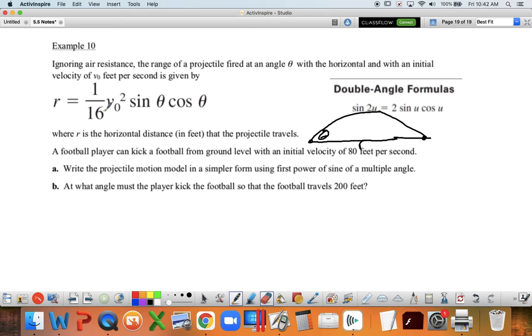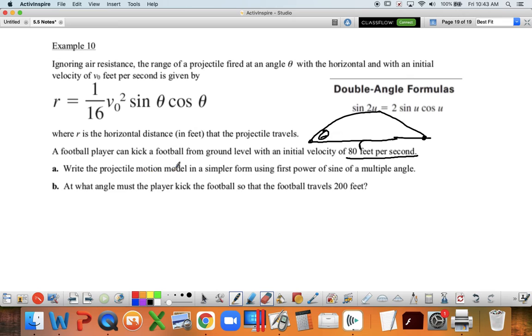So we've been looking at these types of equations. We've been modeling them with just kind of quadratic formulas, or at least we did quite a lot of that in Algebra 2 and pre-calculus. Now what we're going to do is use an equation that uses velocity and the sine of the angle and the cosine of the angle. So the velocity is, a football player can kick a football from ground level with an initial velocity of 80 feet per second. No idea if that is fast enough.